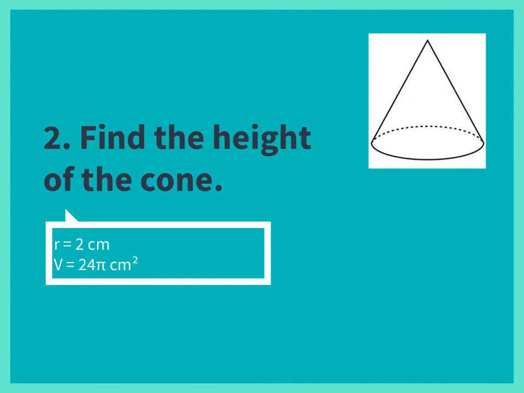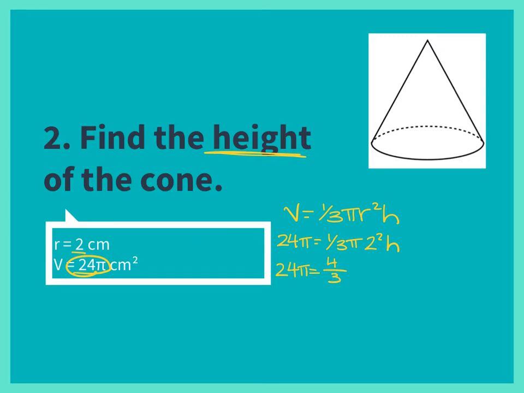On our right cone, we're told our volume is 24 pi, and we know our radius. We're looking for the height. So I'm still starting with my formula, 1/3 pi r squared h. I'm going to plug in everything I know. So I have 24 pi as my volume. My third and my pi are constants. My radius is 2, and I have my height. So I have 24 pi is 4/3, because 2 squared is 4 times 1/3 is 4/3 pi times my height.